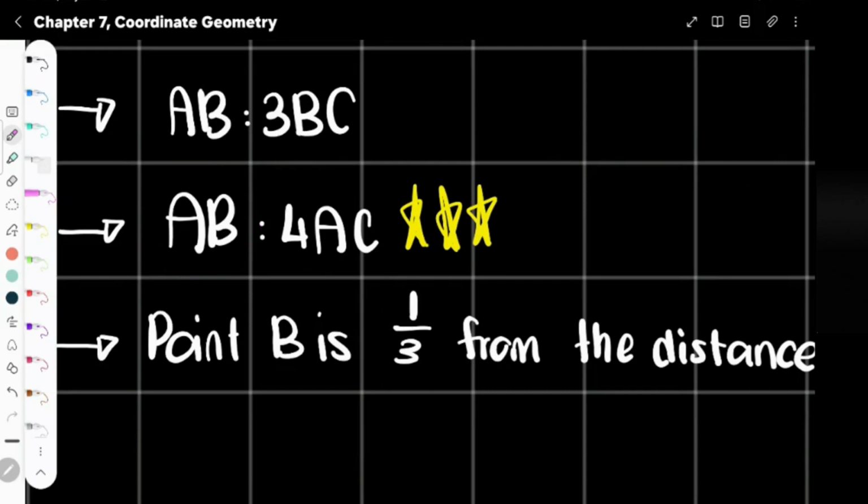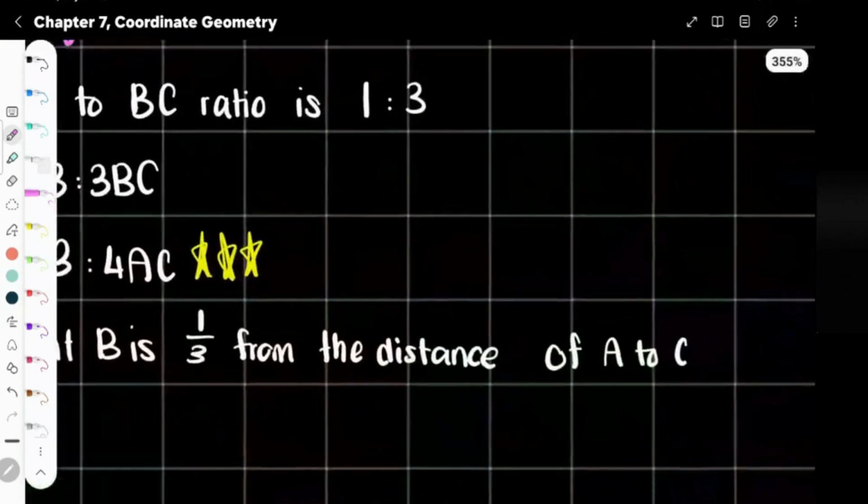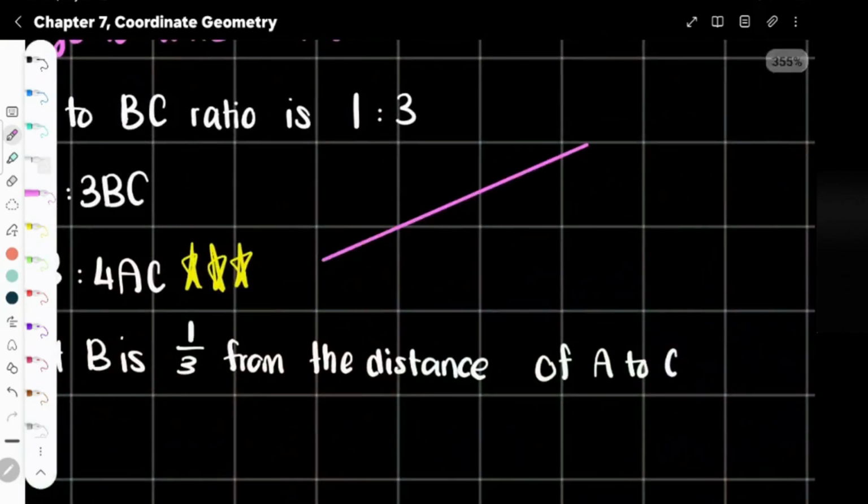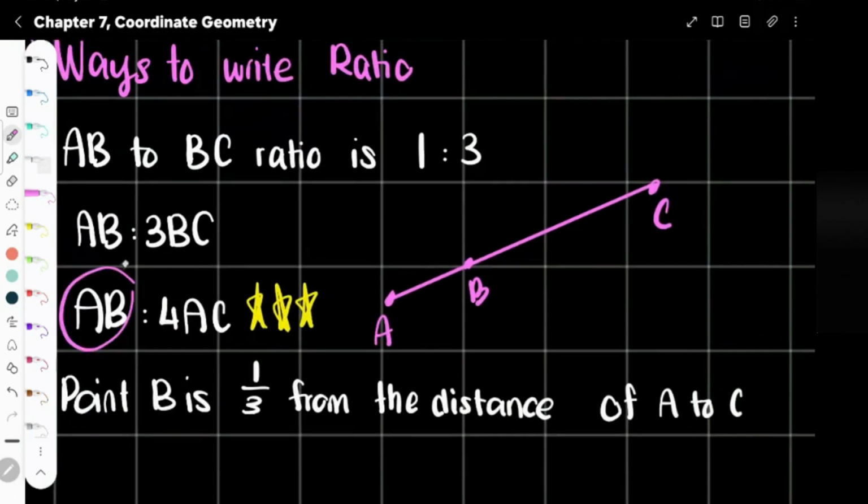So look at AB. Where is AB? Let's draw a straight line. Okay, this is A, this is B, and then this is C. They say AB to AC is 4. So AB will be 1. But then they say AC is 4, so this whole line here will be 4.